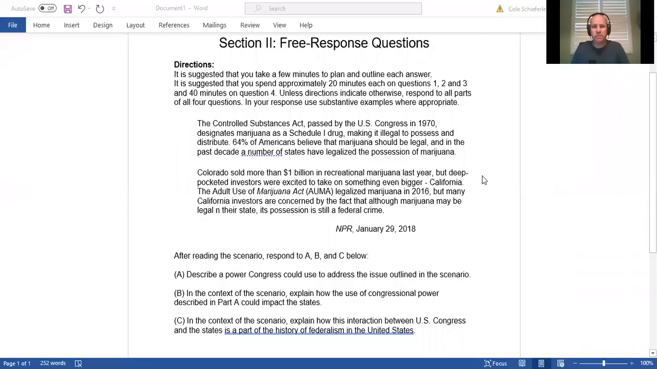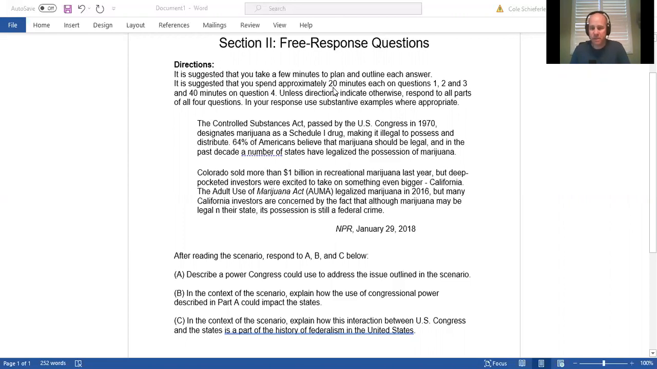Okay, so I'm going to share this document with you here. This is the initial one that we learned how to write on. It says up here that it's suggested you take a few minutes to plan and outline each answer, and that you should spend approximately 20 minutes on each of the questions. That's false. You're going to spend 15 minutes on the concept application question.